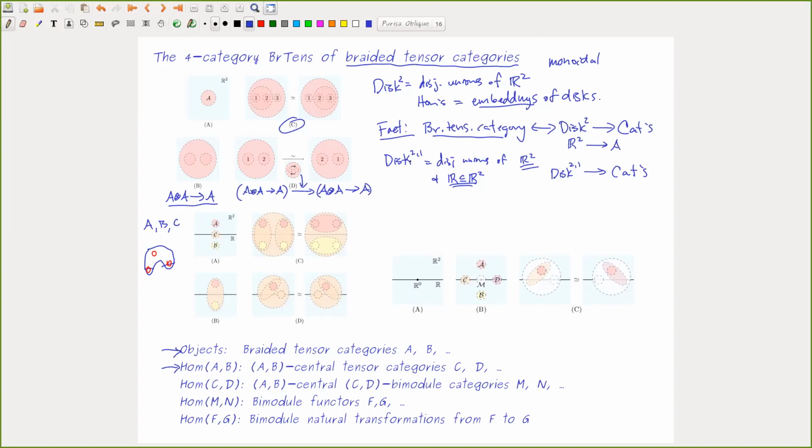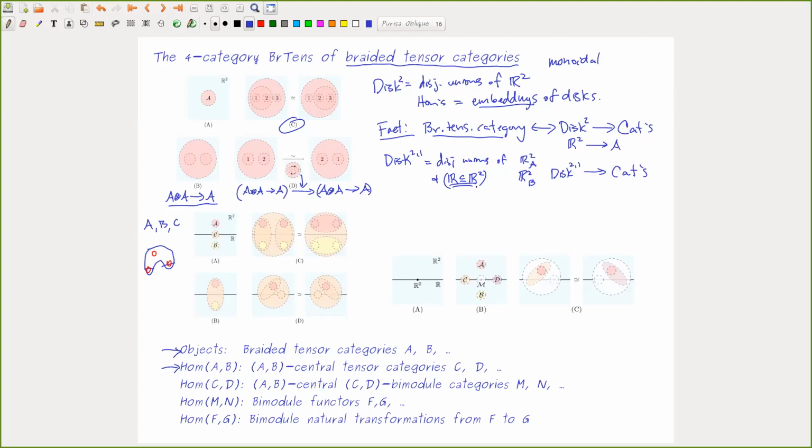This is a reasonable category, but I do want to consider colored disks. So I'm actually going to consider disks where I have colors A and B. Thank you. And then the stratification will also have colors. So this sits inside a category of stratified and colored surfaces. And these are the generators in the sense of this coloring.